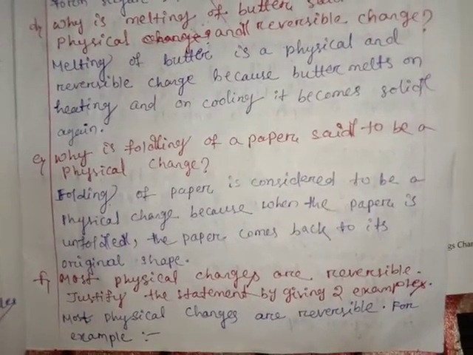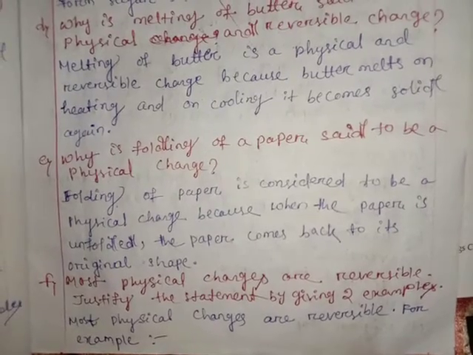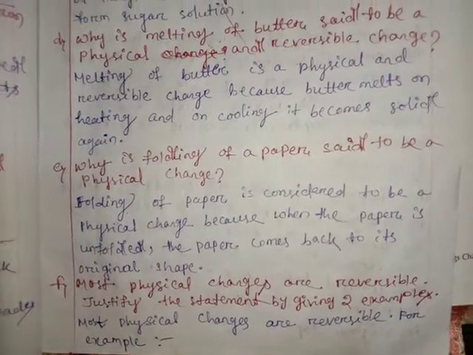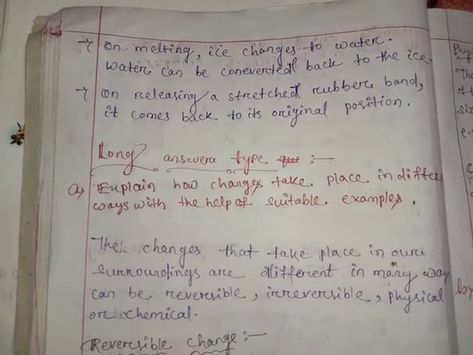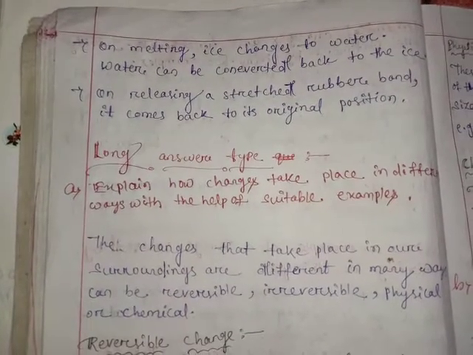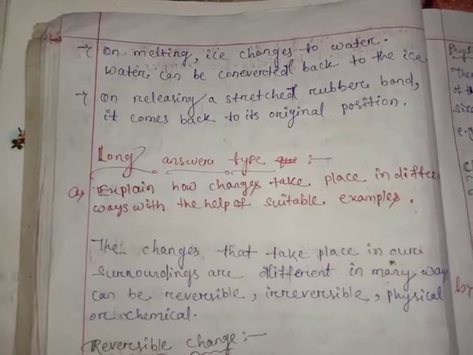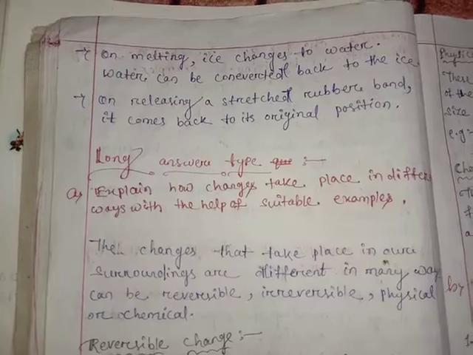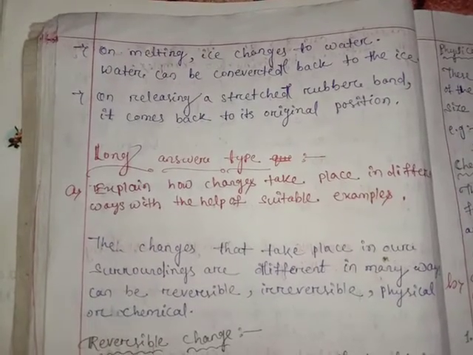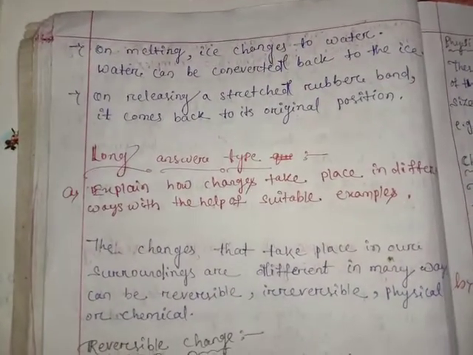Then number F, most of physical changes are reversible. Justify the statement by giving 2 examples. Most physical changes are reversible. For example, on melting, ice changes to water. Water can be converted back to the ice. Then next, on releasing a stretched rubber band, it comes back to its original position.